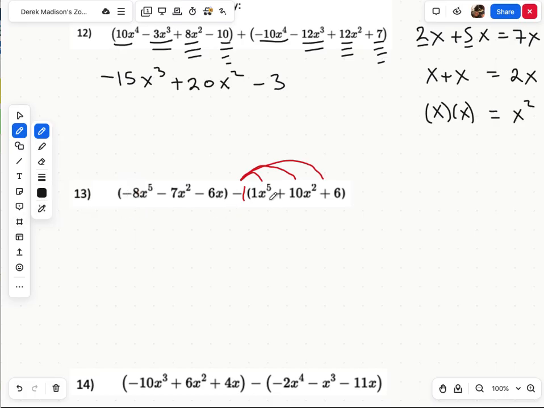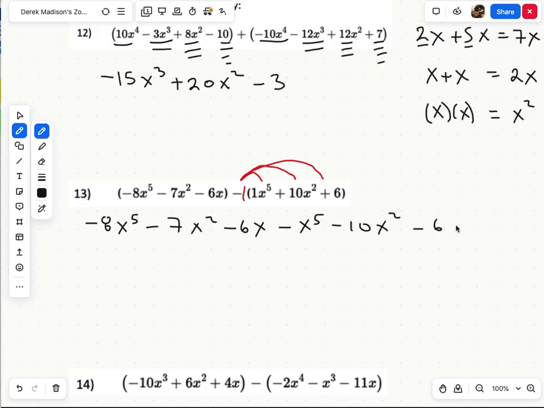And when you're really comfortable with this, you certainly don't need to write this step out, but for now in the video, I'm going to rewrite this with just kind of distributing that sign through and showing my work. So that would be negative 8x to the fifth minus 7x squared minus 6x, and then that's going to basically just flip all the signs. I hate that the computer puts a 1 there, so I'm just going to write that as minus x to the fifth, which is a little bit more proper, minus 10x squared, and minus 6.